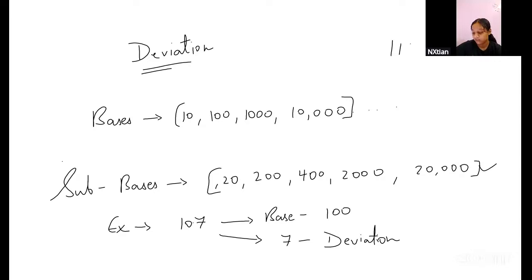Okay, now suppose you give any other number, 111. What's my base again? 100 is my base. And what will be my deviation? 11. Okay, 11 is going to be my deviation. So this is how we work with deviation. Just very simple, we find out the deviation. Now I'm clearing the screen and we will check out how the sutra works.